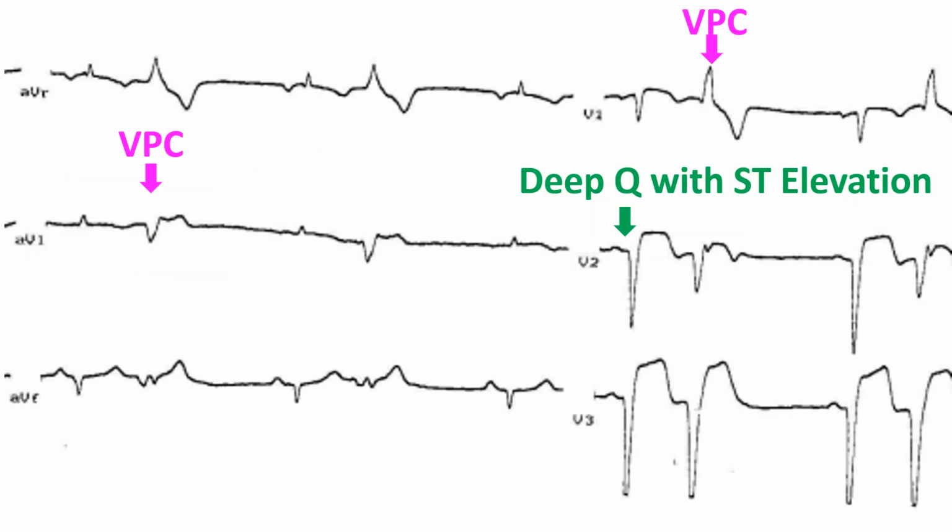This ECG portion shows deep Q with ST elevation seen in V1 to V3, suggesting anterior wall myocardial infarction. Ventricular premature complexes are also seen in bigeminal pattern. This person with anterior wall myocardial infarction developed AIVR, VPC as well as ventricular fibrillation requiring a couple of DC shocks.